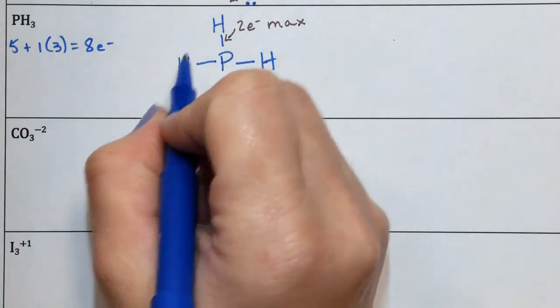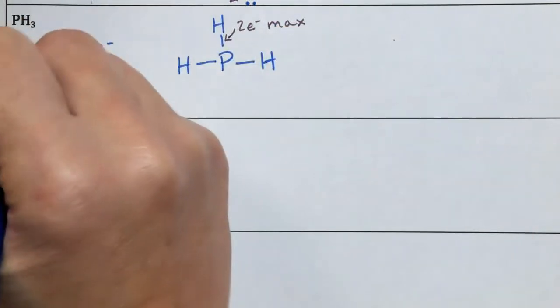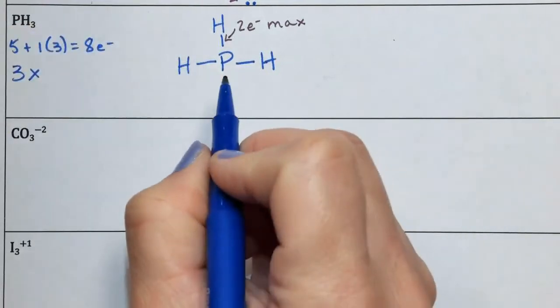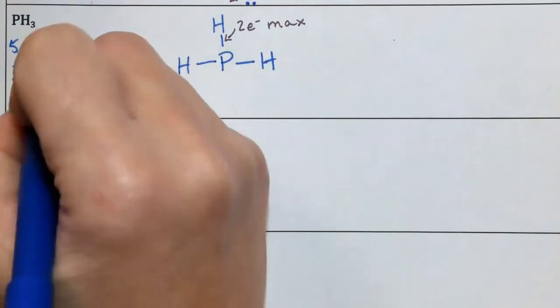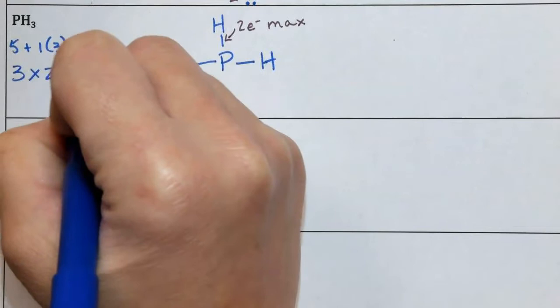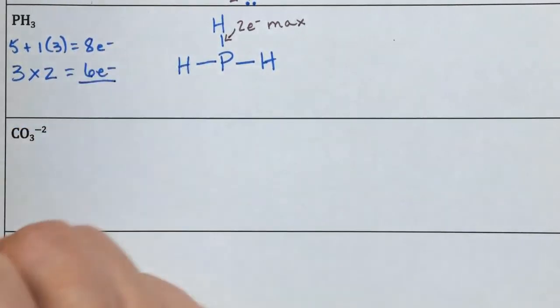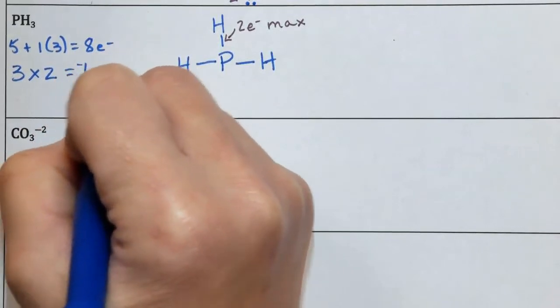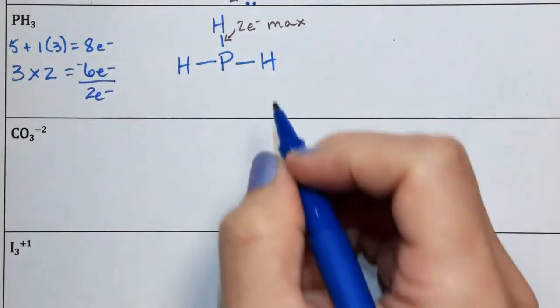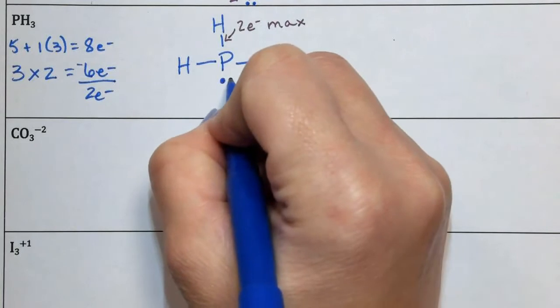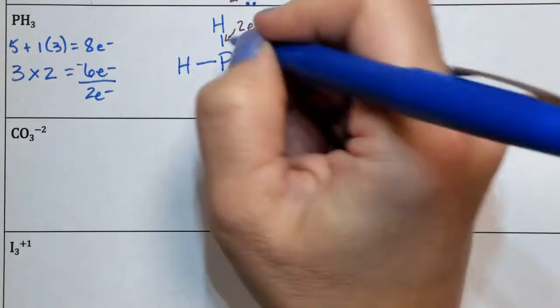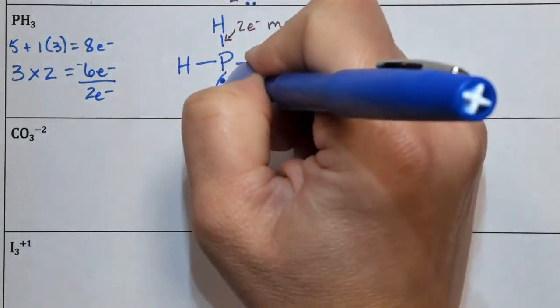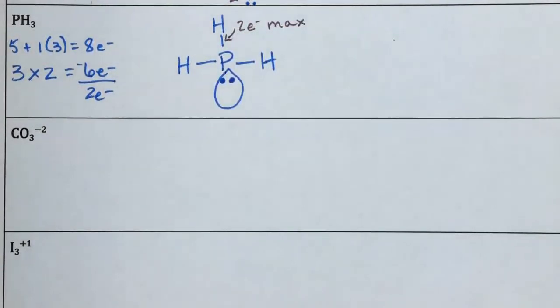Now I'm going to figure out if I need any electrons on the phosphorus. So I have 1, 2, 3 hydrogens times, and this will be an exception, 2 electrons for each of them, and that's going to be a total of 6 electrons. And when I subtract these two numbers, I get 2 electrons that are going to go on my central atom. So now I'm just going to put 1, 2 on phosphorus, and because it's a lone pair of electrons on the central atom, it'll get an alien head around it.